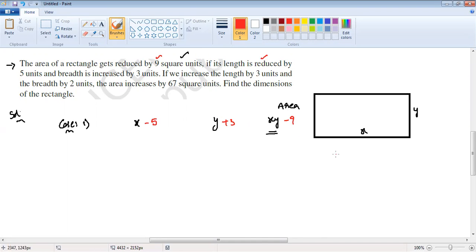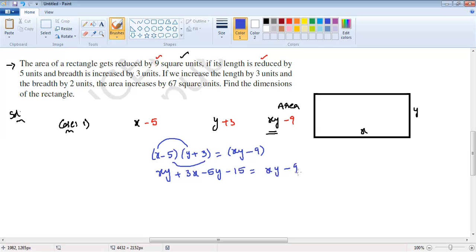Now, in this case, the length is reduced by 5 units. Yes, sir. So multiply: (x minus 5) into (y plus 3), which gives xy plus 3x minus 5y minus 15 is equal to xy minus 9. The xy cancels. Then 3x minus 5y is equal to 15 minus 9, which is 6. This is equation number 1.